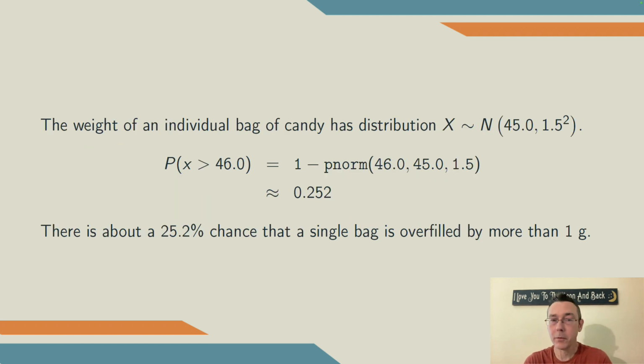So this is going to be pretty similar to the first problem, except that now we're looking for a right-tailed probability. We want the probability of getting results bigger than 46. So to start, for an individual draw, to get the probability that x is greater than 46, we're doing 1 minus the probability that it's less than or equal to 46. And that's another pnorm command. Overall, I'm doing 1 minus pnorm of 46, 45, 45 being the mean, 1.5, 1.5 being the standard deviation. Overall, I get about 25.2%. That's the probability that a single bag is overfilled by more than 1 gram. In other words, a weight of at least 46 grams.